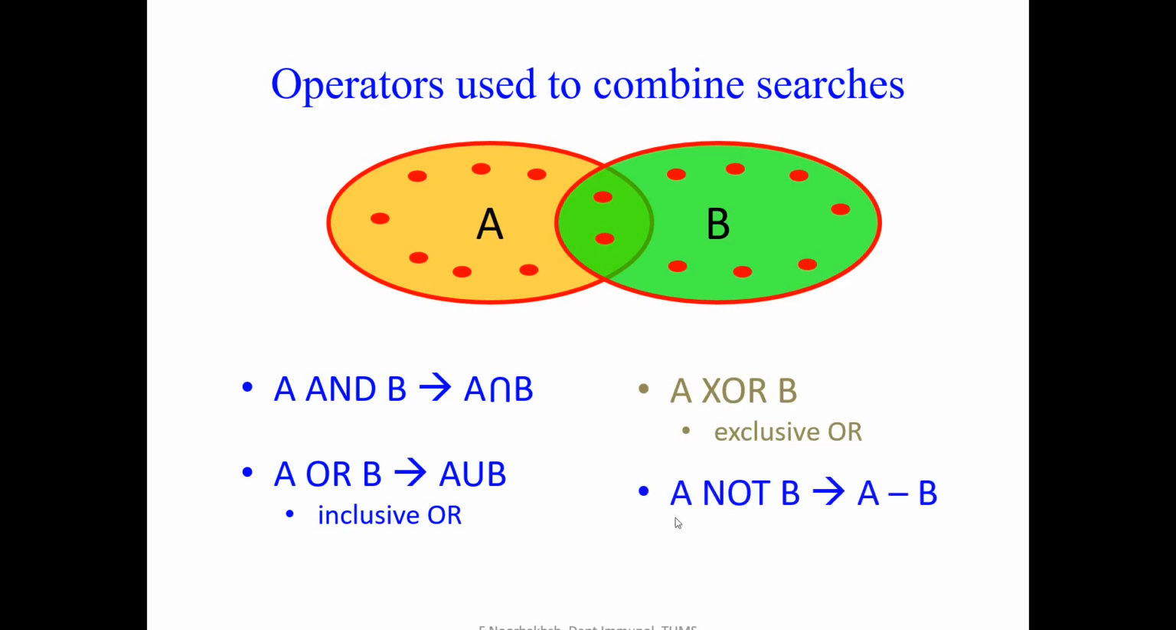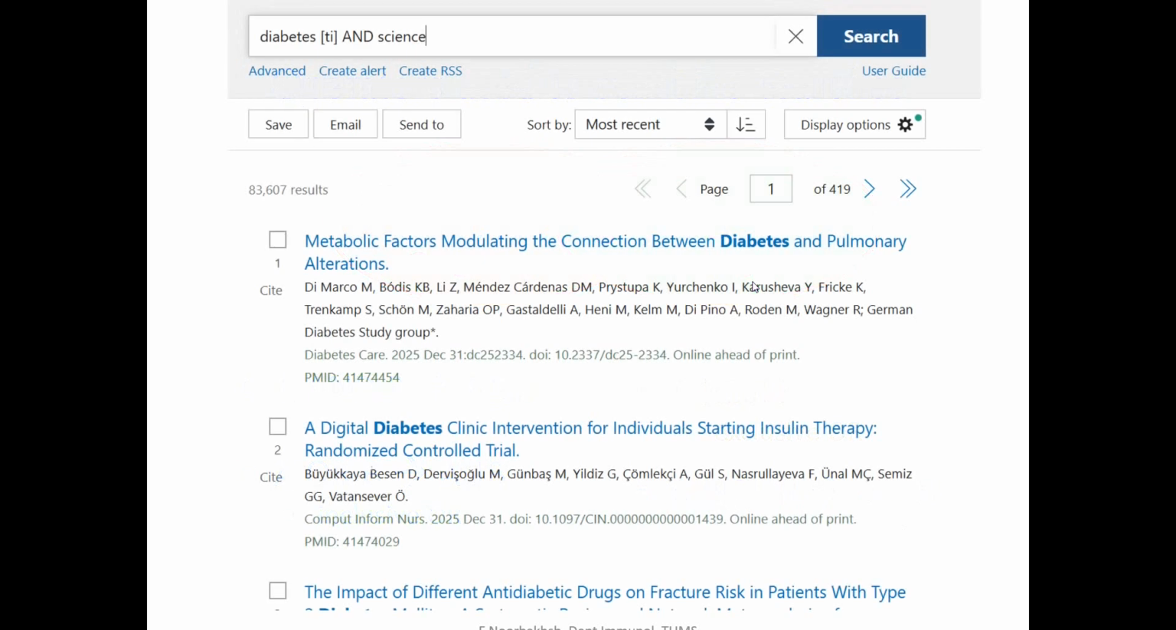And finally, if we use A NOT B, that means sort of subtraction. So things which are in A but not in B. So keeping that in mind, I want to do a more advanced search by combining some of these operators. Imagine that I'm looking for breakthroughs in the field of diabetes, and I know that breakthroughs are usually published in journals like Science and Nature and Cell. So let's see what I get if I do the search like this: diabetes in title and science.